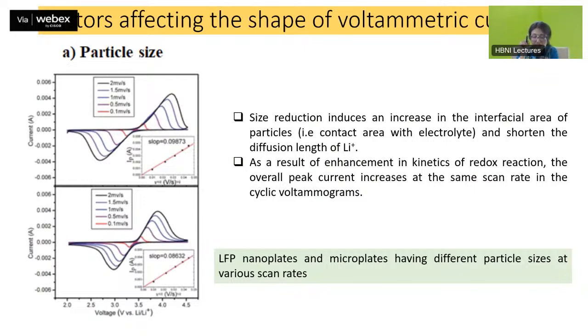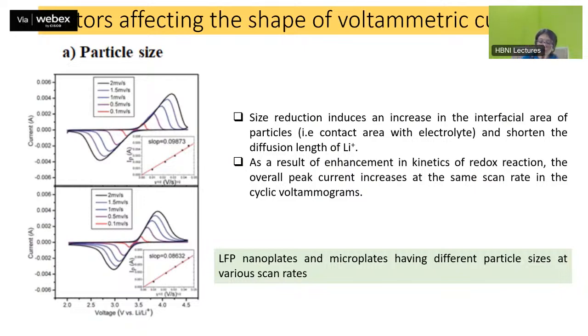So one is particle size. What happens? Size reduction induces an increase in the interfacial area of the particles, so the contact area of the electrolyte, and so it will shorten the diffusion length of Li+. So if you reduce the size, then your diffusion distance decreases, as I mentioned before. This is going to enhance the kinetics of the redox reaction. So the overall peak current will increase at the same scan rate in cyclic voltammograms.